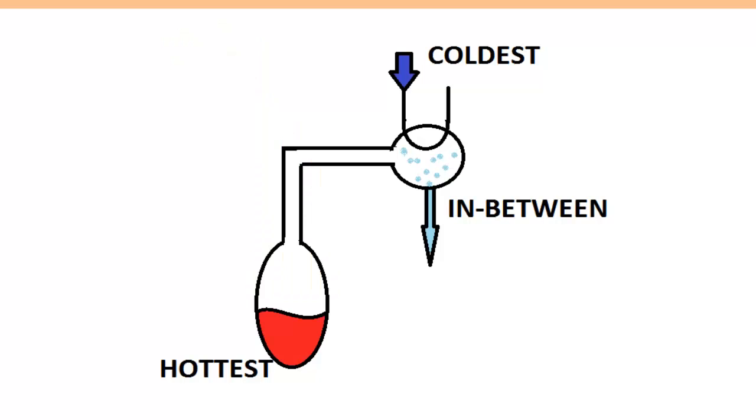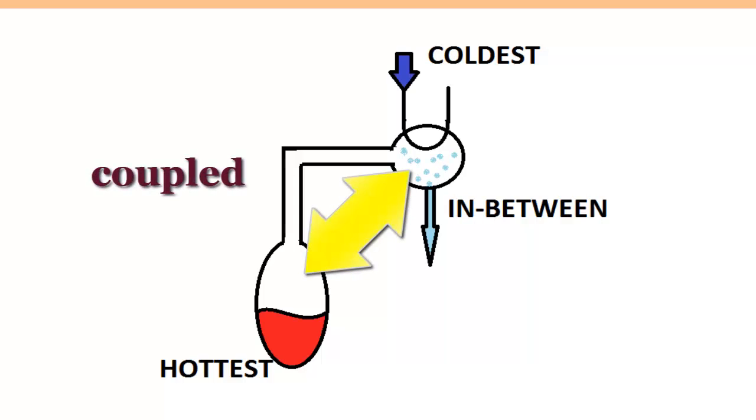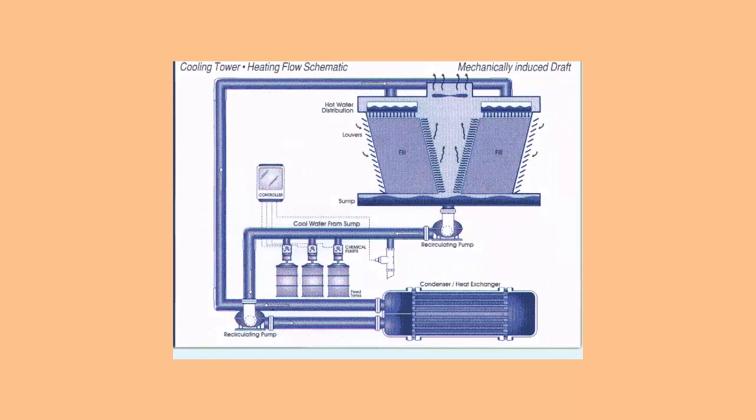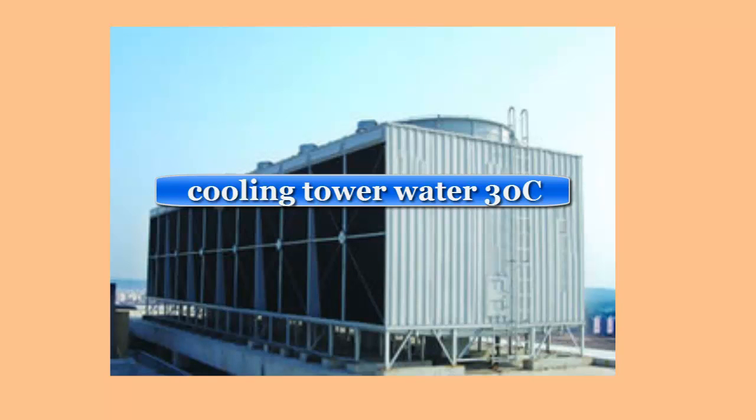The problem can be traced to two basic causes. First, condensers are coupled to evaporators. They operate at the same pressure, and so their temperatures cannot be controlled independently. Secondly, condensers are almost universally cooled by a plant cooling water system based on evaporative cooling towers, and these deliver water in summertime at 30 C.